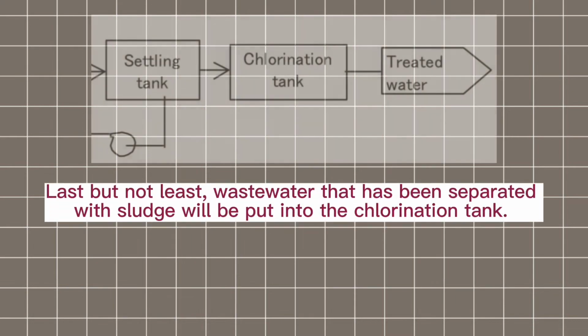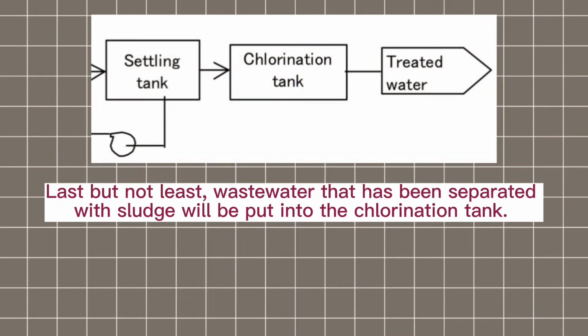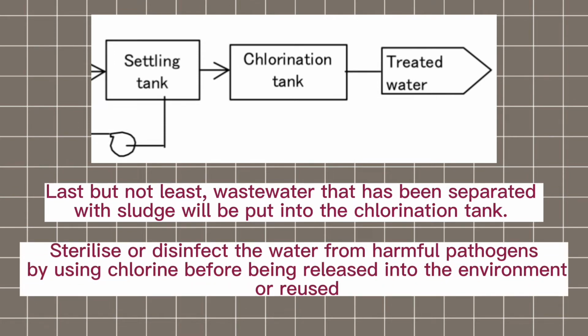Last but not least, wastewater that has been separated from sludge will be put into the chlorination tank. This process is to sterilize or disinfect the water from harmful pathogens by using chlorine before being released into the environment or reused.